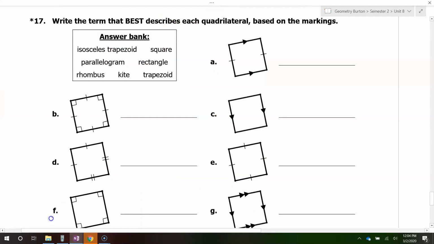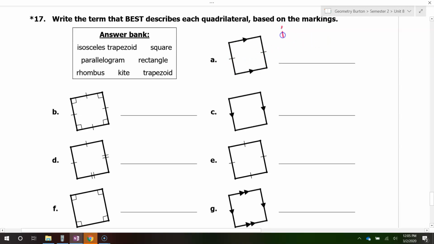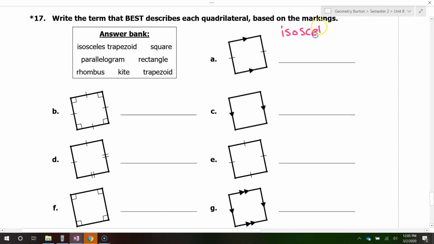So let's practice what I just said. Now I know all of these shapes look like squares, but we're not going to go by the look of these shapes. We're going to go by the markings on here. So for example, shape A, we have 1 pair of parallel sides, and then the non-parallel sides are congruent. That makes this an isosceles trapezoid. Okay, I'm going to cross that off the list. Let's see, what else?